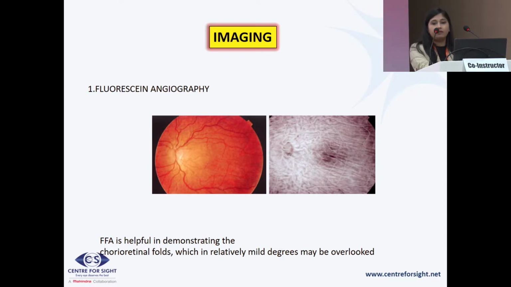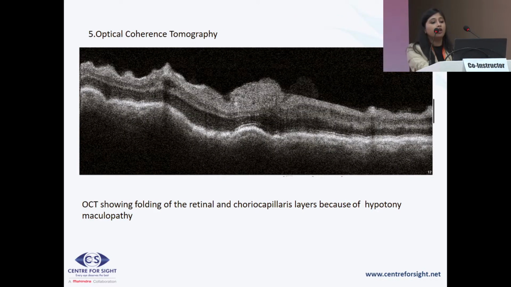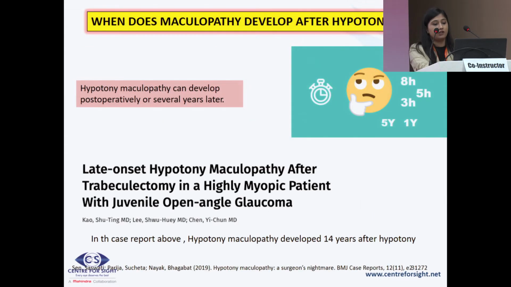FFA will help us see even the subtle folds. B-scan will show us if there is an RD or CD. With UBM, we can see if there is any suprachoroidal effusion or cyclodialysis. They will help us to rule out any causes for the hypotony. OCT is a wonderful investigation, easily available in an ophthalmologist's clinic, which helps us to see the chorioretinal folds, diagnose maculopathy, and also helps us in following up these patients.